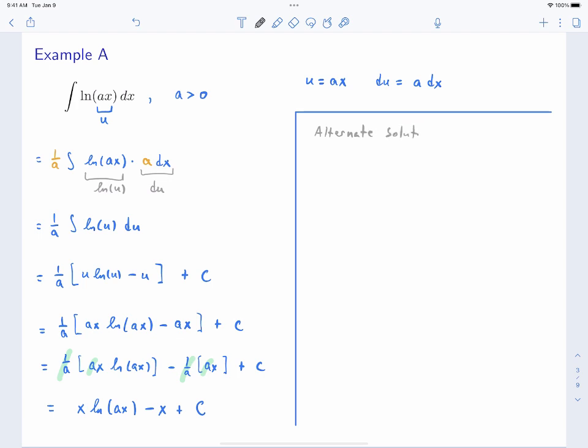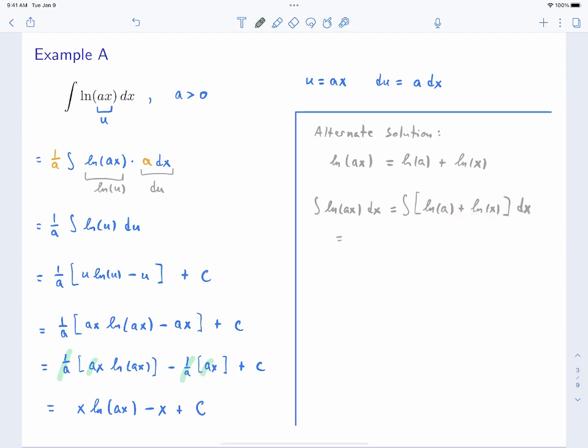And this alternate solution will make use of the properties of the natural logarithm. In particular, we want to look at ln of ax, and logarithms turn products into addition. So this is ln of a plus ln of x, where ln of a is just a constant. Okay, so how does this work? The integral of ln of ax dx is then equal to the integral of the sum ln of a plus ln of x dx. And we can integrate each of these individually.